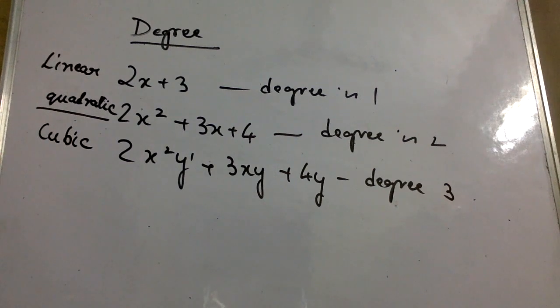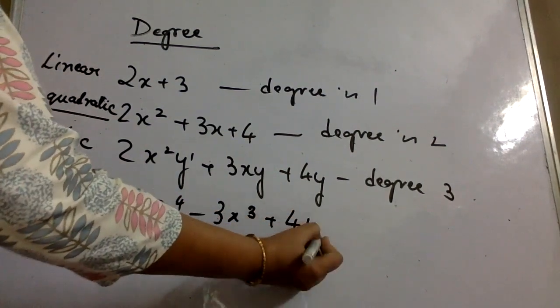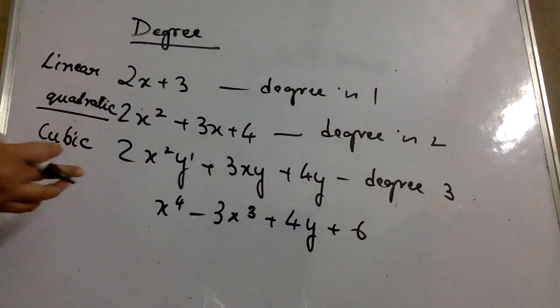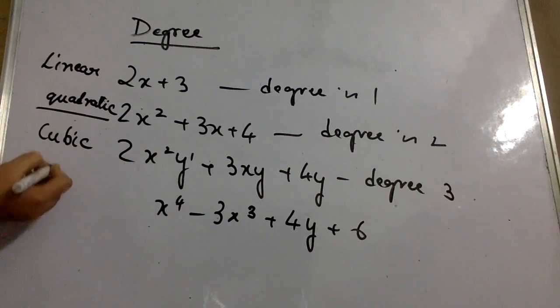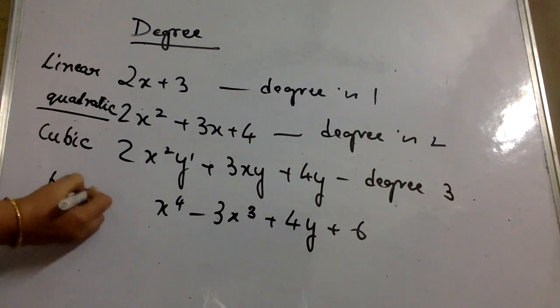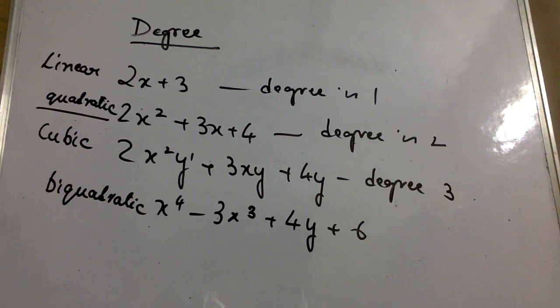And if you have a degree 4 one, I can write x to the power 4 minus 3x cube plus 4y plus 6, something like this. Now here the degree is clearly 4 because the highest power of the variables is 4. This is called a biquadratic polynomial. So these are the different types of polynomials. These names are very important.